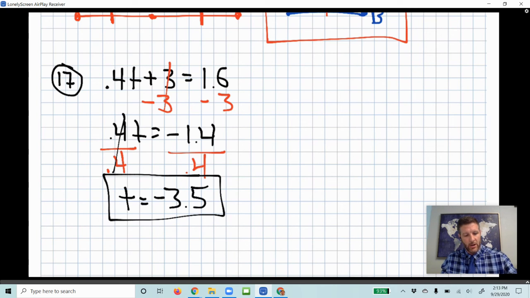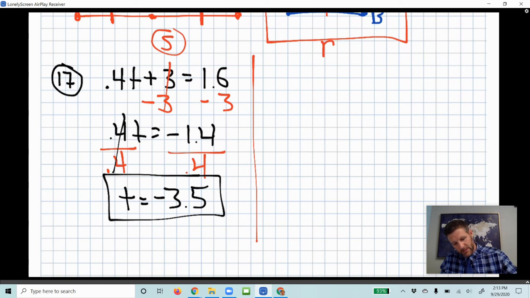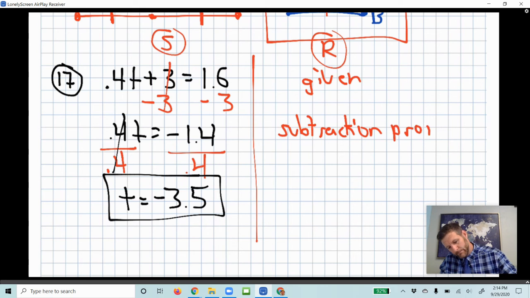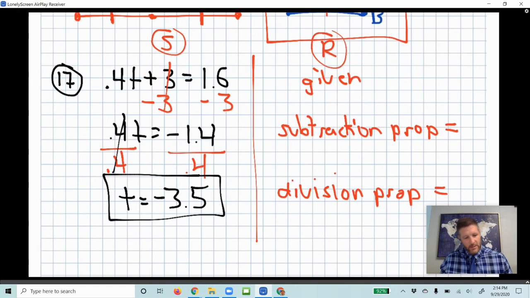Now let's go ahead and put in our statements and our reasons. So here are our statements. We separate that from our reasons over here, and we justify each step. So the first equation, where did that come from? That was given to us. We didn't use any theorem or anything to come up with it. Then we got the next thing by subtracting the 3, so that's the subtraction property of equality. And then we got the final solution by dividing by 0.4. So that's the division property of equality. Okay, so pretty straightforward.